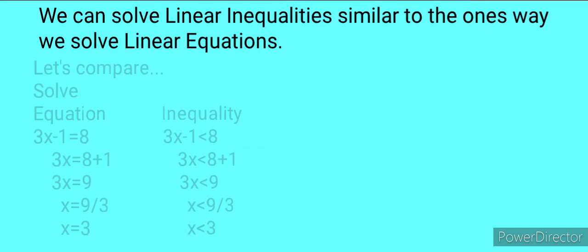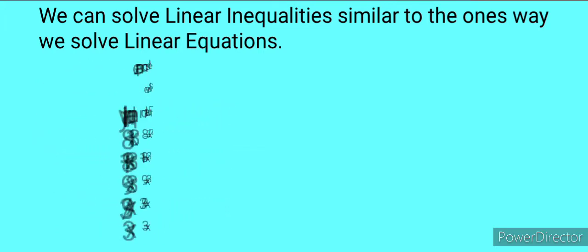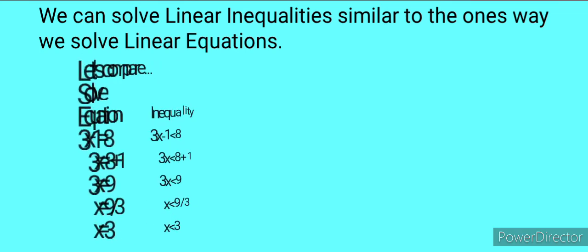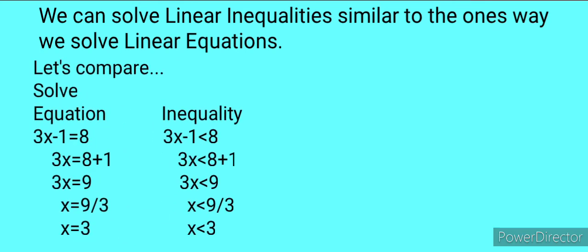Is that in an equation you get one answer. Your final answer is just a number, x equals 3. Whereas in an inequality, your answer is x less than 3. It gives you a whole domain. It gives you a whole list of numbers. All the numbers less than 3.